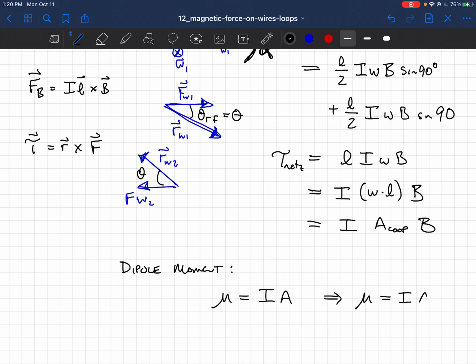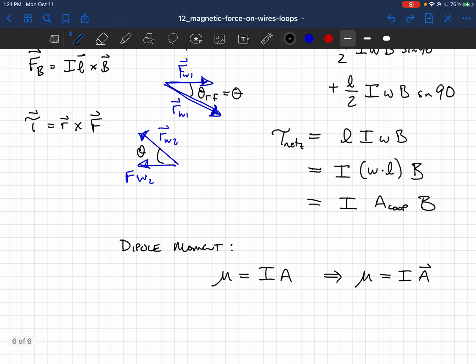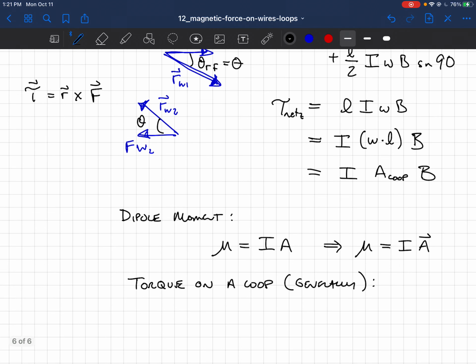but we could think of it as a vector in terms of the A vector, where the area vector has a normal vector that points perpendicular to its surface. So on this picture, the normal vector would be pointing like this, perpendicular to the surface of the loop. And we can express the torque then. So the torque on a loop, generally, is going to be equal to, well, we found that it was I A times B.